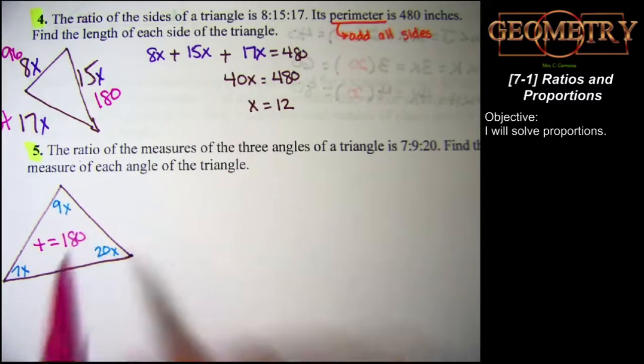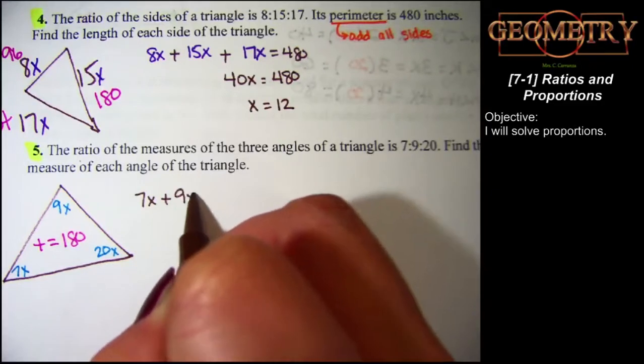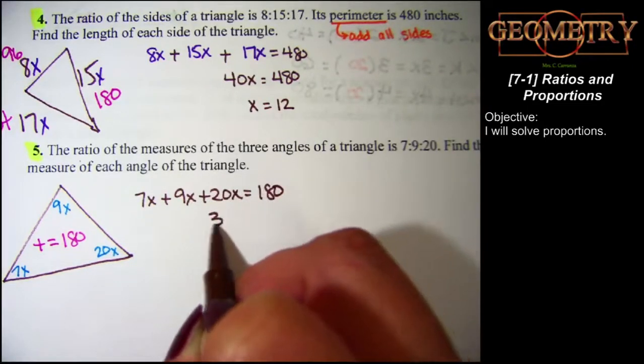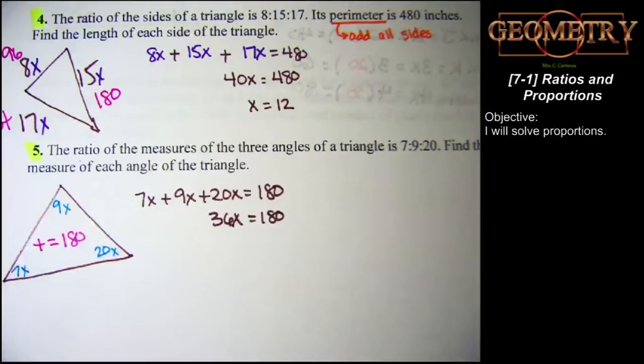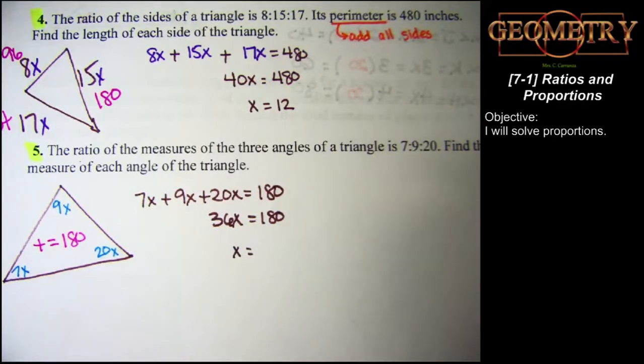$180. And so 7x plus 9x plus 20x equals 180. And she says that that's 36. And so x is 5. Because someone has a calculator and is giving me those numbers really fast. I'm not even attempting to do this in my head. She's in front of me with a calculator and she's telling me numbers.